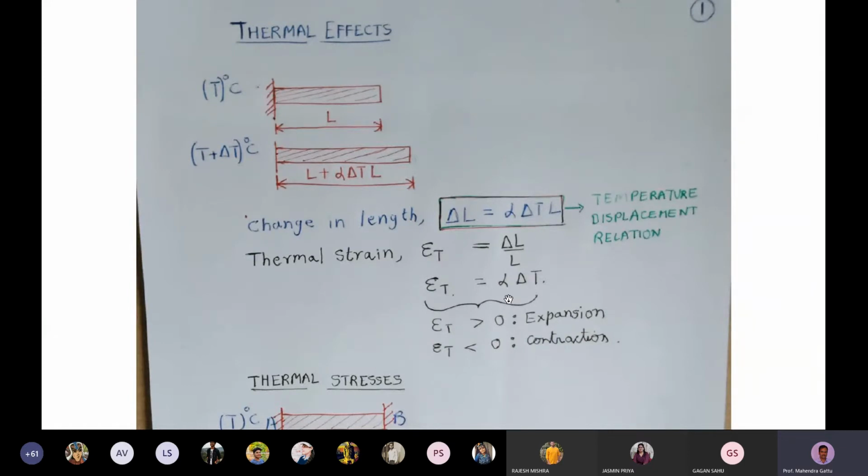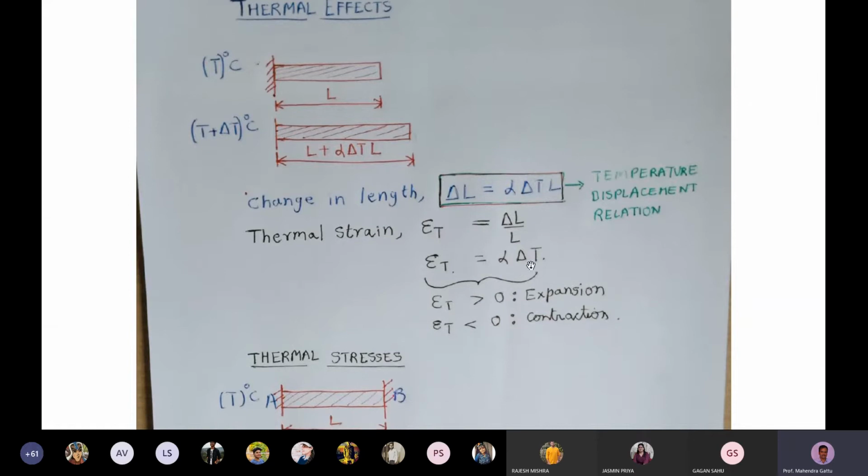Since alpha is positive, a positive increase in temperature will cause a positive thermal strain, and that is related with expansion. A negative change, that is a drop in temperature, will cause a contraction, and that is a negative thermal strain. So this is regarding the concept of thermal strain.